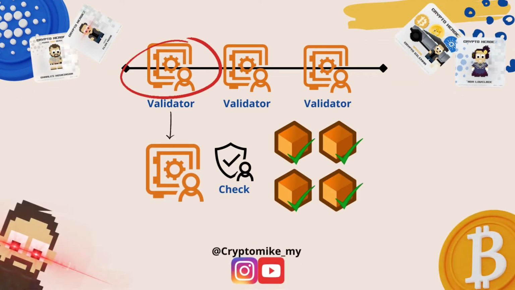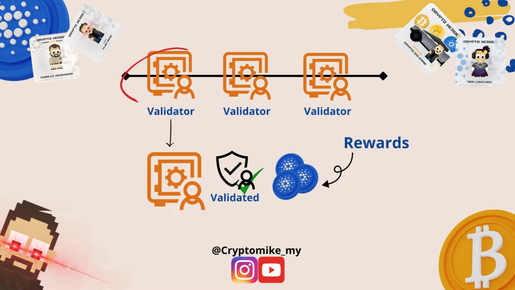When the validator is chosen to be the forger of the next block, they will check if the transactions in the block are valid or not. If all the transactions are valid, the validator will sign the block and add it to the blockchain. As a reward, the validator receives the transaction fee that the users paid.